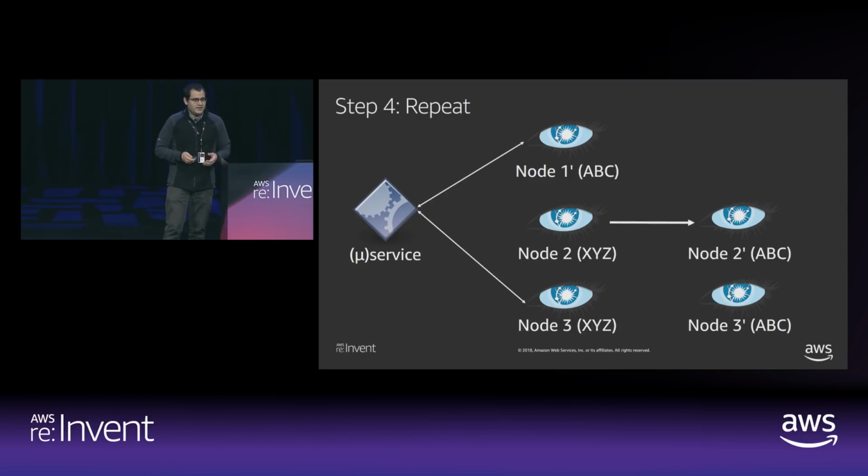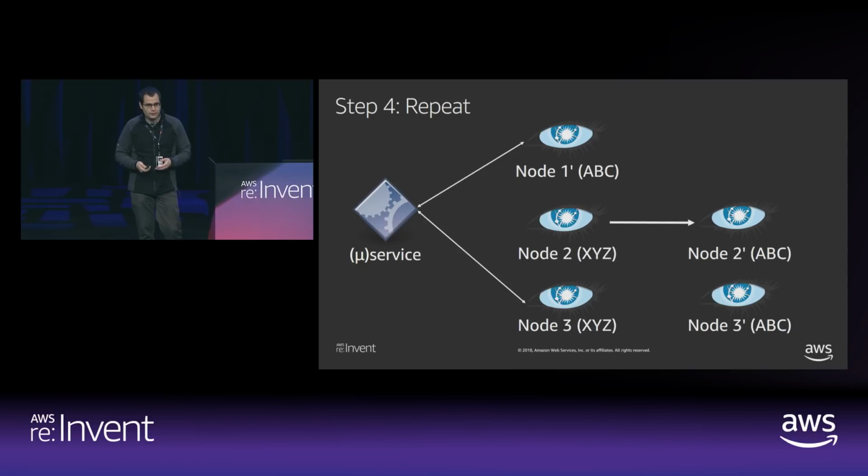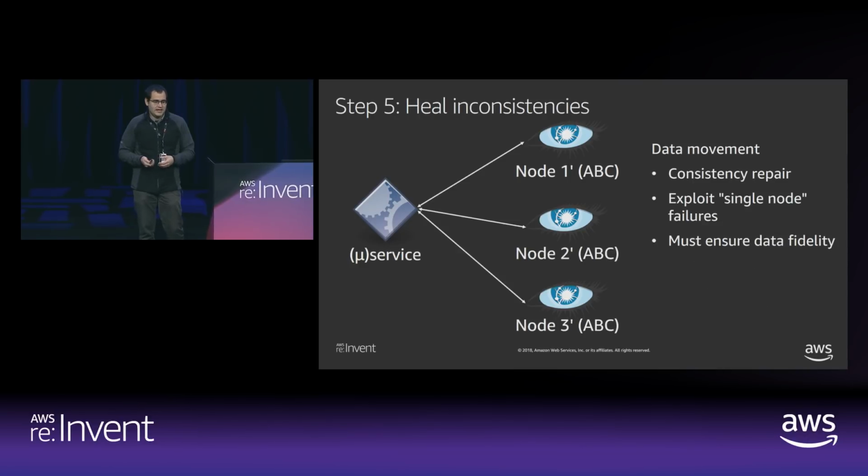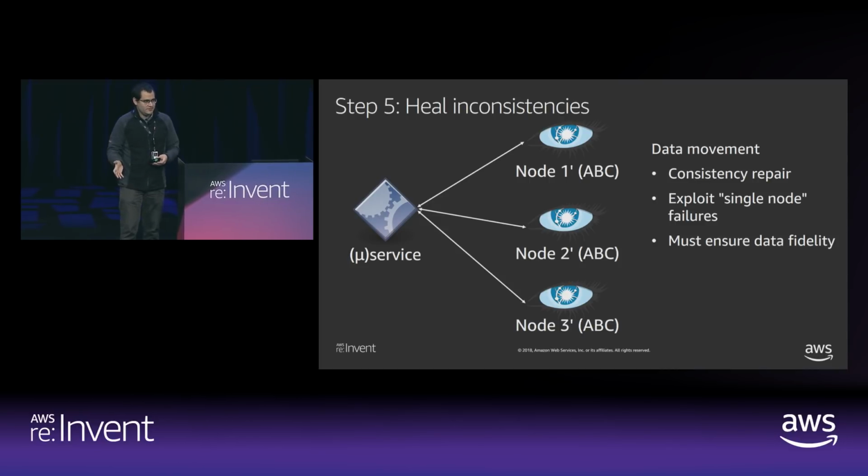And then we simply repeat this process. So we can do this one by one, node 1, then node 2. And at the end of the day, we're going to end up with 3 nodes which are running the new AMI, have all of the state from the old nodes, and are completely consistent. So that's the final step. We just do a final consistency repair.